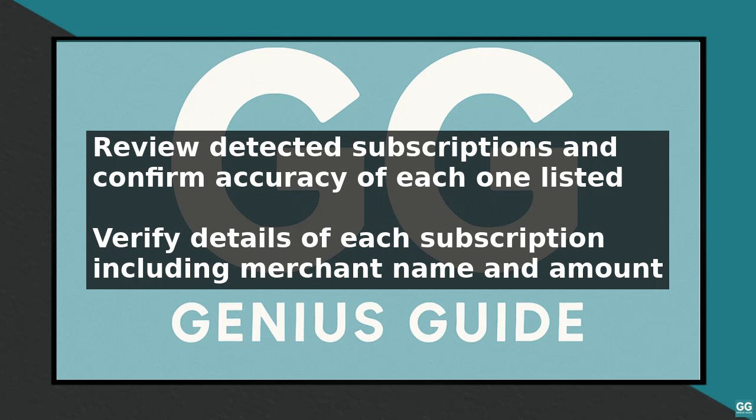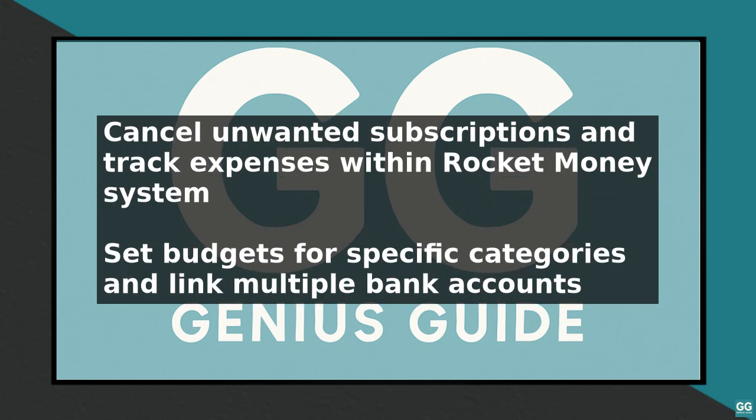After confirming the subscriptions, you can begin to manage them within Rocket Money. This includes the ability to cancel unwanted subscriptions, track expenses, and set budgets for specific categories. You can also link multiple bank accounts and credit cards to monitor all your subscriptions in one place.